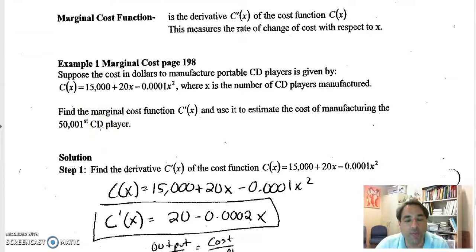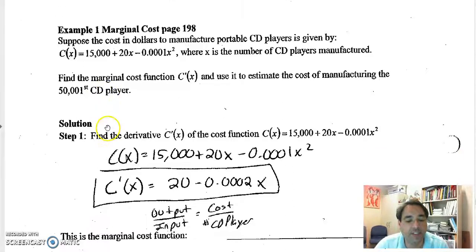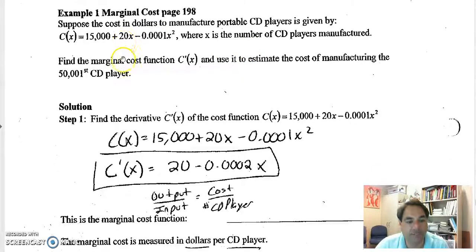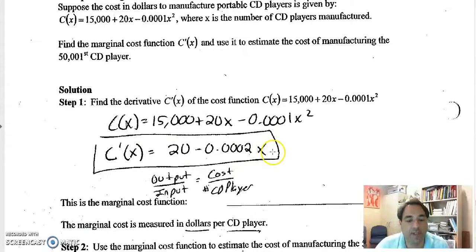Well, first of all, with every word problem, you need to clearly understand the input and output. Input, number of CD players, output, cost. So, to find the marginal cost, we take the derivative of cost. So, the derivative of 15,000 would be 0, the derivative of 20x would be 20, and the derivative of negative 0.0001x squared, 2 goes to the front, would be negative 0.0002x. So first, derivative using the shortcut method.